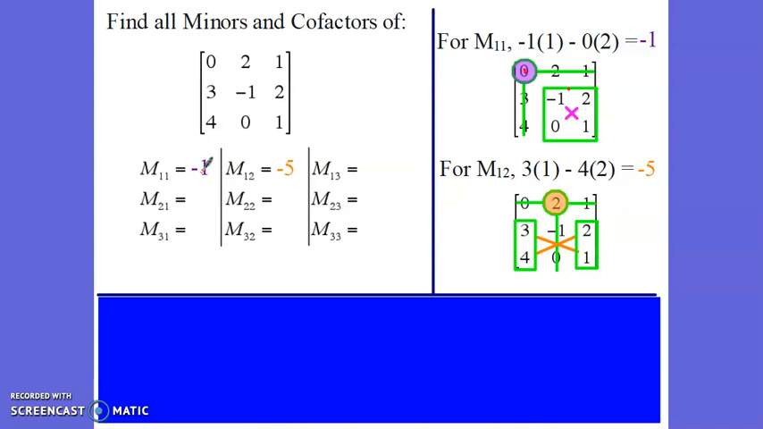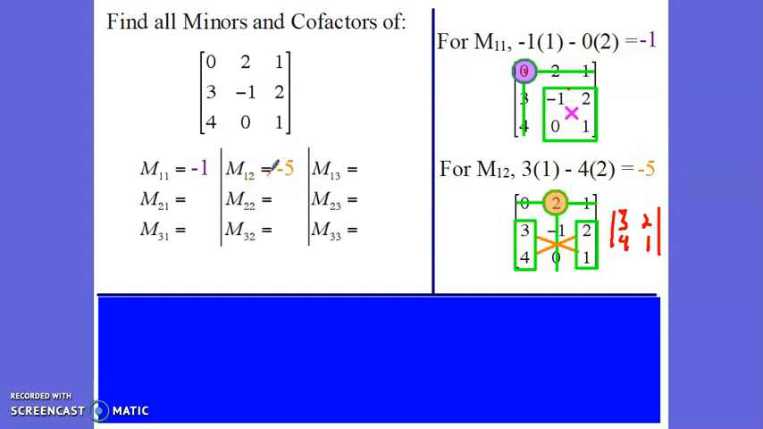Now the same thing works. If I'm doing row 1, column 2, I'm going to ignore row 1 and column 2. I'm going to find the determinant of essentially 3, 4, 2, and 1 here. Basically ignoring that middle column, it's 3 times 1 minus 4 times 2, or basically 3 minus 8 is -5. The minor would be -5.